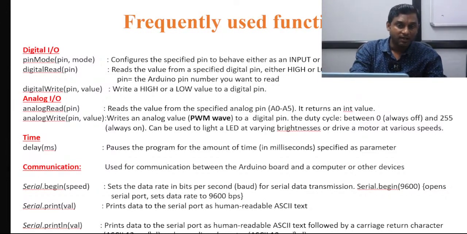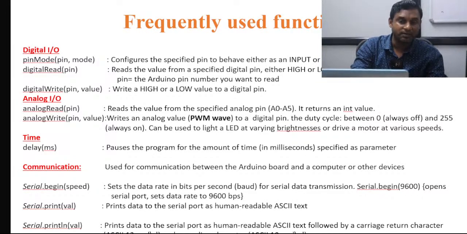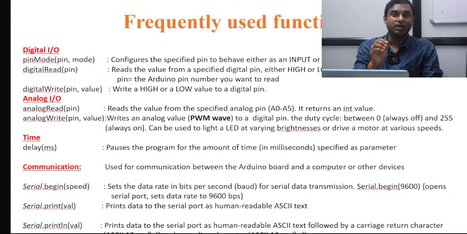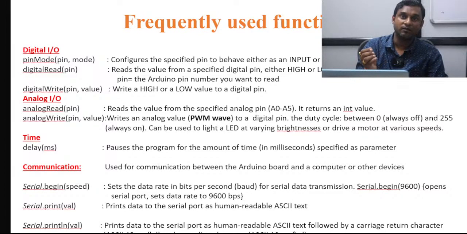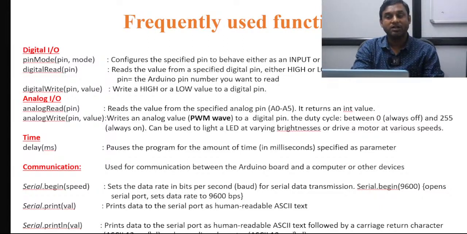You can see M is capital in pinMode. In digitalRead, R is capital. In analogRead, R is also capital. So in this fashion we need to write. The pin number tells from which pin I want to read. For analog pins we write A0, A1, A2, A3, A4 or A5. Basically it reads the value from the specified analog pin and returns an integer value. Suppose I want to read a temperature, that might be 35 or 42, so it should be an integer value.